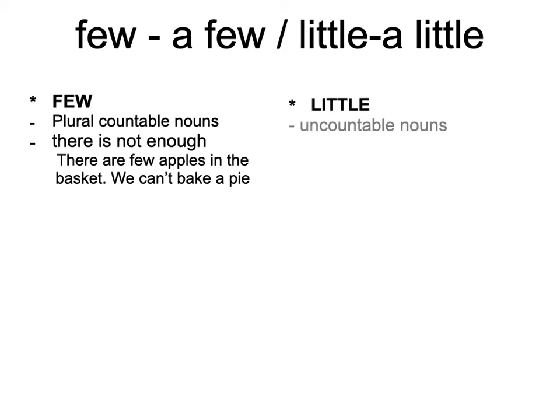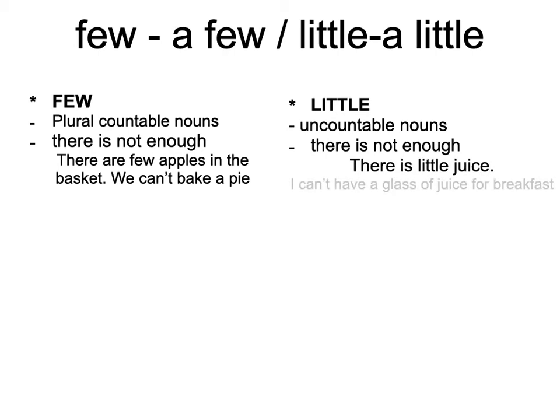Little works in the same way but with uncountable nouns. It means there is not enough. There is little juice, which means I can't have a glass of juice for breakfast. Sorry, in the chart, for countable nouns in plural, it should be there are not enough. You just check it out when you work it out in the chart. Just correct that. So probably there is some juice, but there is not enough to have juice for breakfast.